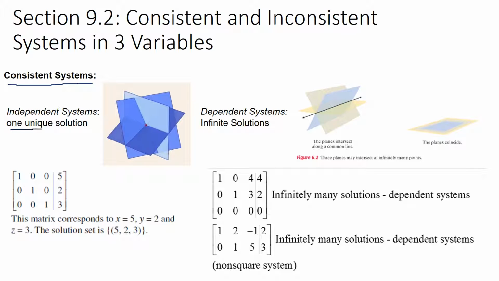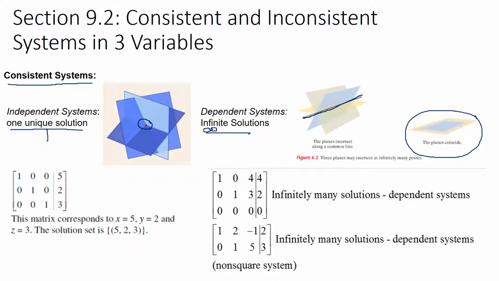Now, either we're looking at one unique solution where all three planes intersect at a single point. This is called an independent system. Or we're looking at a dependent system with infinite solutions. So that means either the three planes intersect along a line, or it means that the planes graph on top of each other. And so consistent independent systems have one unique solution. Dependent systems have infinite solutions.